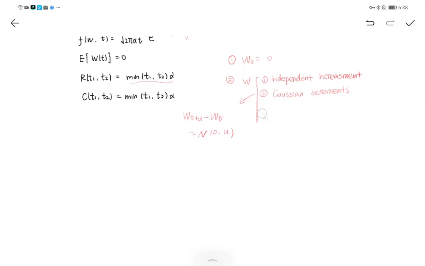And third, W has continuous paths, which means W(t) is continuous in t.